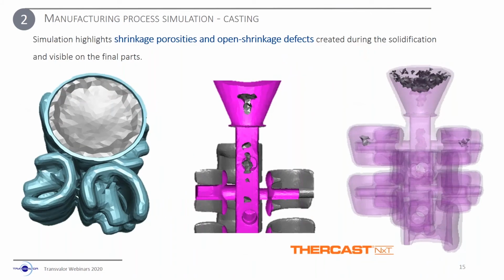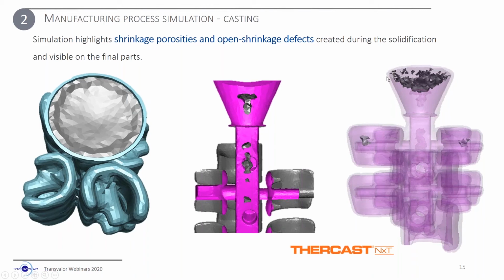In this slide, as we mentioned earlier, simulation is very useful to highlight solidification defects. So this is what we can see on these slides. We have two different kinds of defects. The first one is the one that we call the open shrinkage defects. So this is what we can see here on this right picture.